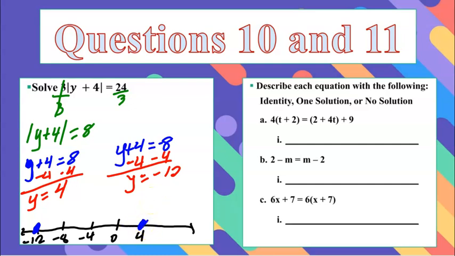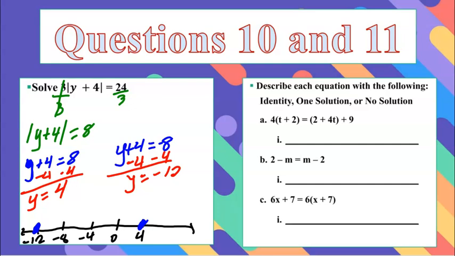Question 11. Describe each equation with the following. So these are your choices. You can either use identity, which means they are the same on both sides, or the same equation. One solution, which means you know exactly what the variable equals.